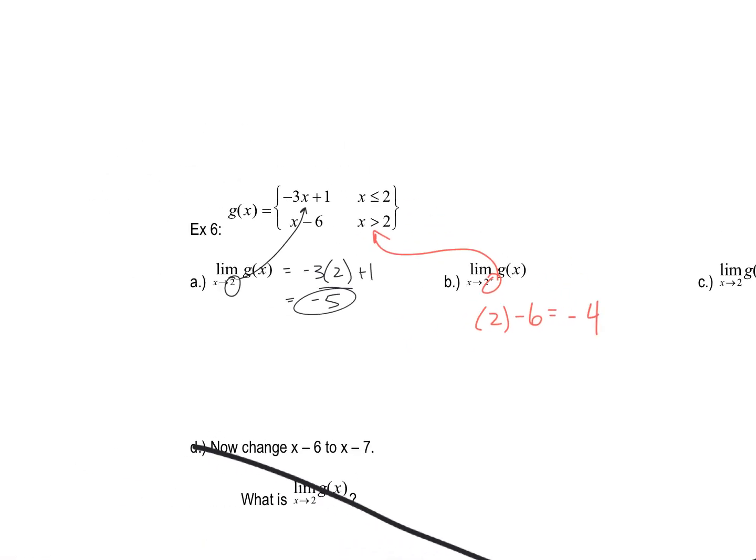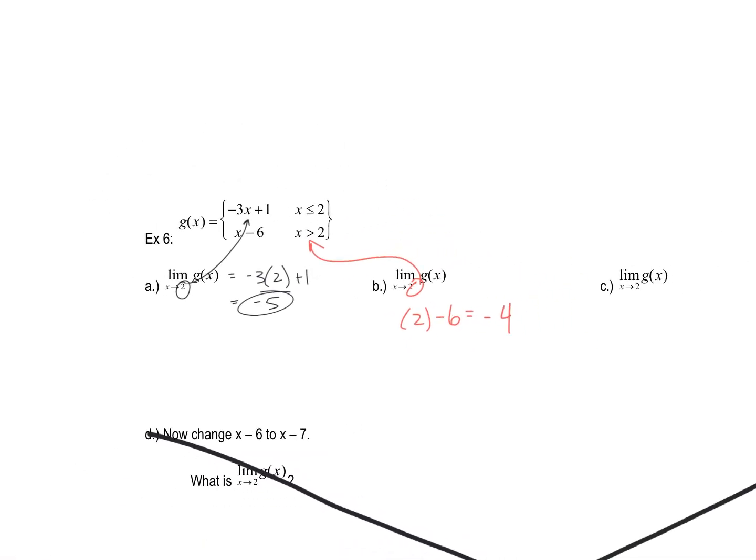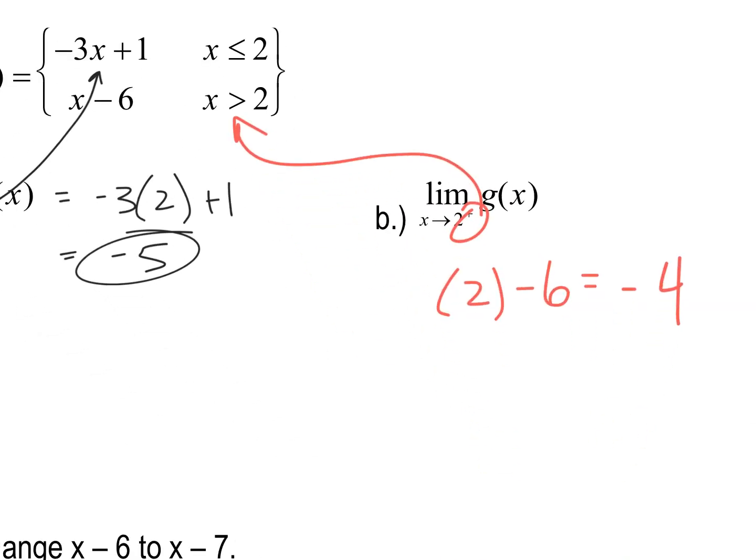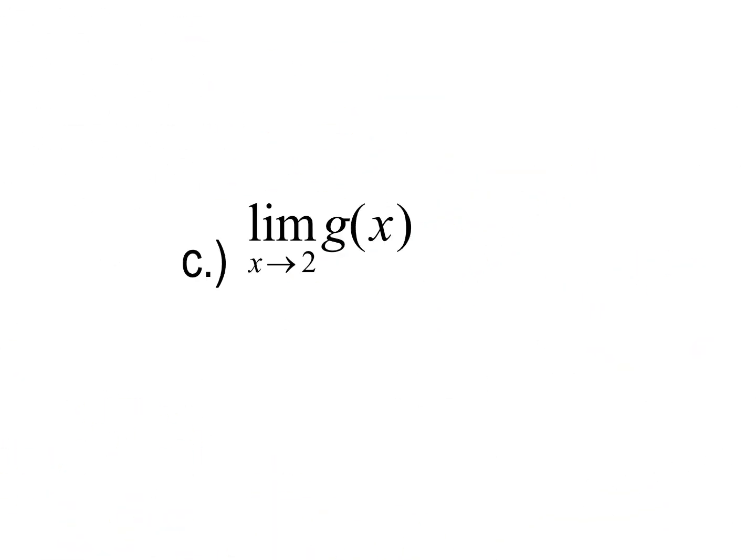Okay, interesting. So what is the limit as x approaches 2 from either side? I got -5 from the left, and I got -4 from the right. Are my hands meeting? One of my hands is at -5, the other hand is at -4. That means the limit does not exist.